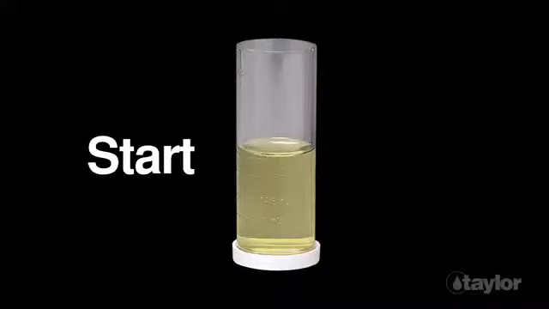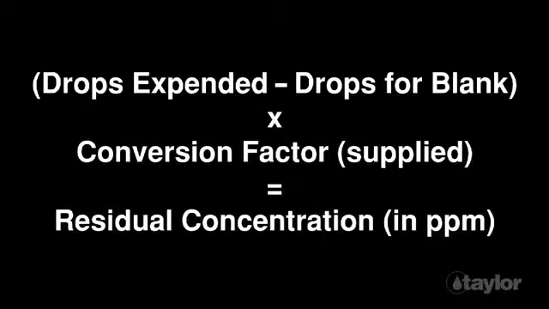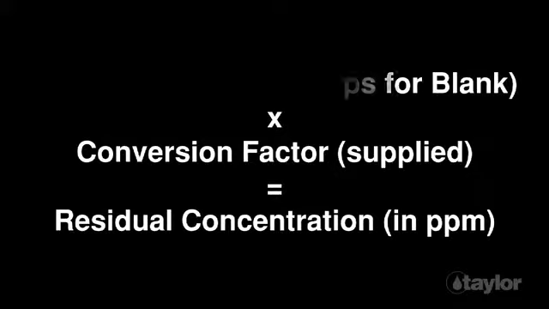The endpoint of the titration will be easy to recognize as the color of the sample will change from yellow to a purplish pink. The results are read in parts per million of phosphonate product after the proper conversion factor is applied to the number of drops used to reach the endpoint.